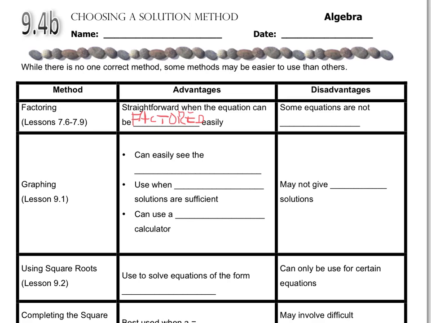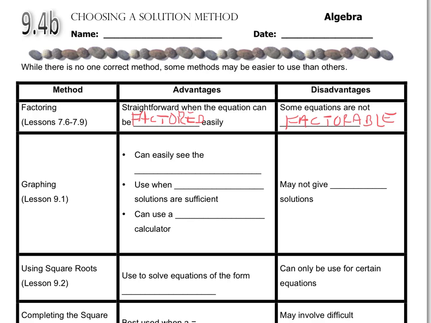The disadvantage is that some equations are not factorable. And if they're not factorable, then we won't be able to use factoring to get the answers or the solutions. Unless you can recognize which ones are or aren't, you could be spending a lot of time trying to factor something that just can't be factored.